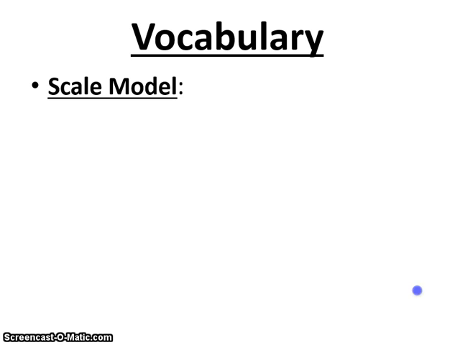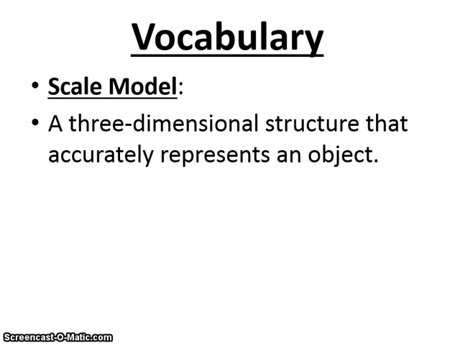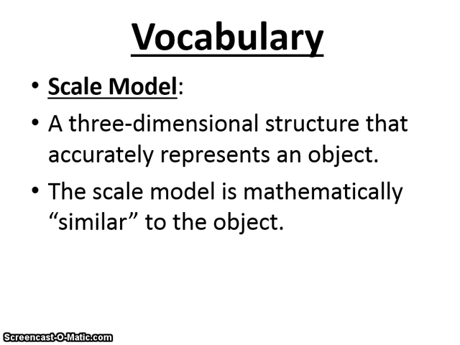Similarly, a scale model is a three-dimensional structure that accurately represents an object. So the difference between a scale drawing and a scale model is that a scale drawing is two-dimensional, having only length and width, whereas a scale model has that length and width, but also has depth, a third dimension. Like a scale drawing, a scale model is mathematically similar to the actual object.